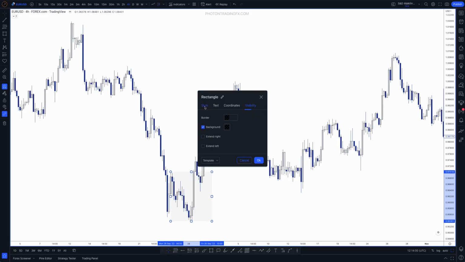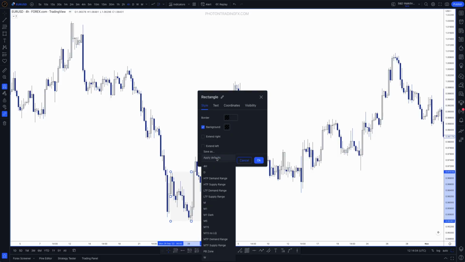Same time frame and lower, and you want the opacity to be really low. Once you're happy with that, go to your template and go save as, and you can call it whatever you want. And I basically have one for each main time frame that I use.